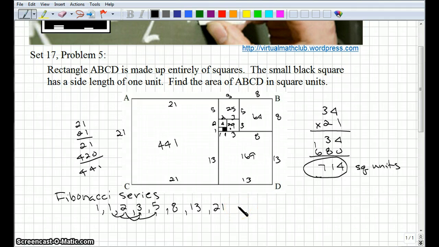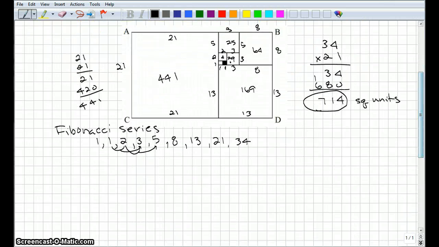It would be 34. So we could actually add another rectangle on down here, a 34 by 34 square, we could do that, right? But this is the Fibonacci series, and it has some special properties. I won't go into them right now because I don't have a whole lot of time. But I'm going to erase some of these.